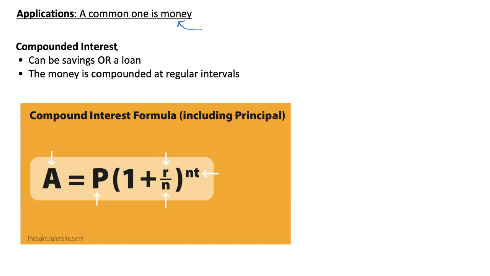So the first thing we're going to talk about is compounded interest. Compounded interest can be savings or it can be a loan. It can be either one. In this example, in this equation that we're going to use, the money is compounded at regular intervals. So that is something you definitely want to get in your notes. If I'm going too fast, remember that you can pause anytime.